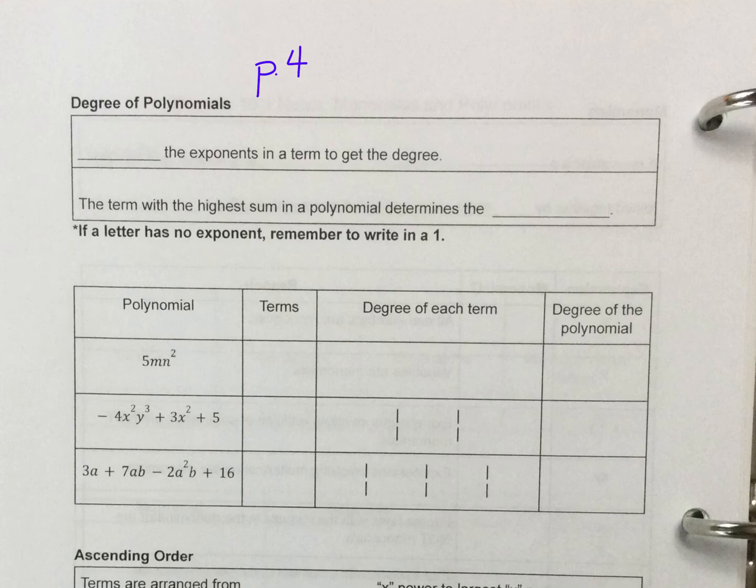This is page 4 in your notes. We're going to talk about the degree of polynomials, and we're going to put them in the correct order today. So, you are going to need to add the exponents in a term to get the degree. The term with the highest sum in a polynomial determines its degree. If there is no number on the variable, we write in a 1.